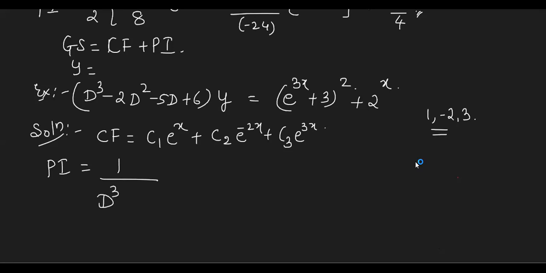1 upon D cube minus 2D square minus 5D plus 6 operating on this. Now just see, can I take this directly and apply the procedure, or do we have to do some simplification? Think of this first term. What simplification can we apply? Think about it. A square plus B square.